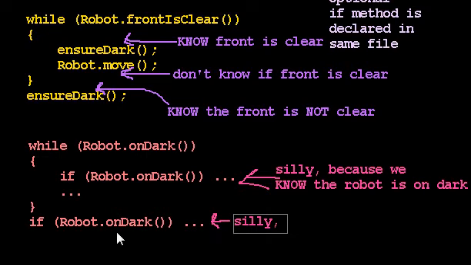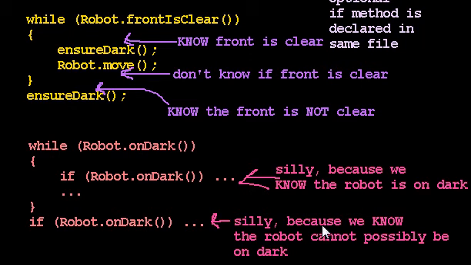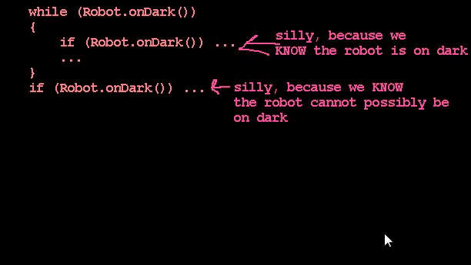It's silly because if the robot were on dark, I would still be looping. So if we've exited the loop, the robot could not possibly be on dark, because if the robot were on a dark square, we would still be in the loop. Okay, let's look at a few more interesting while loop examples, and then we'll get back to more practical examples.